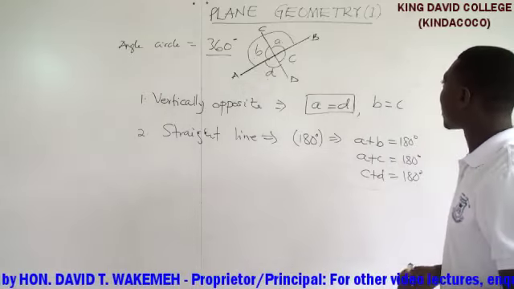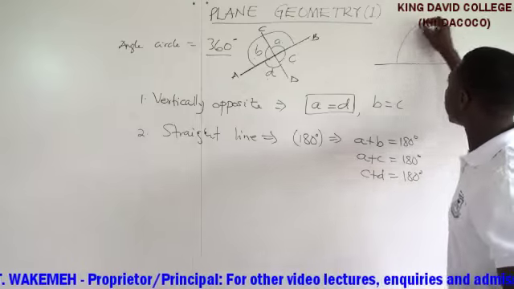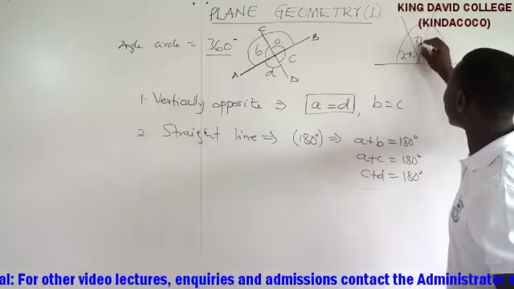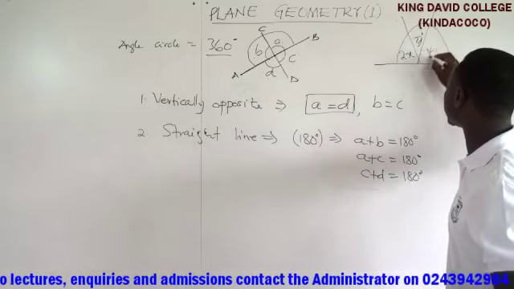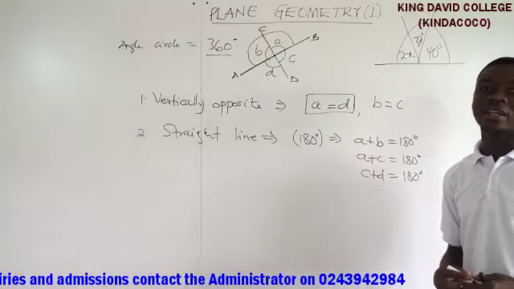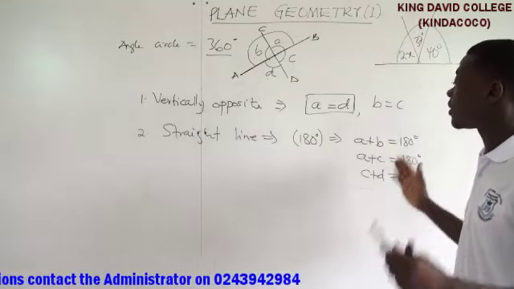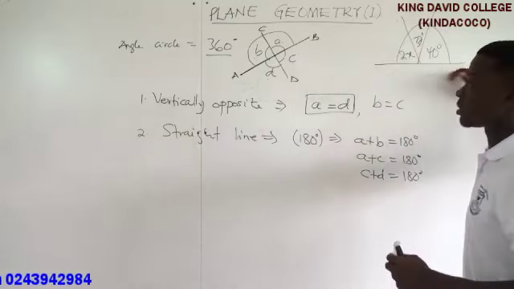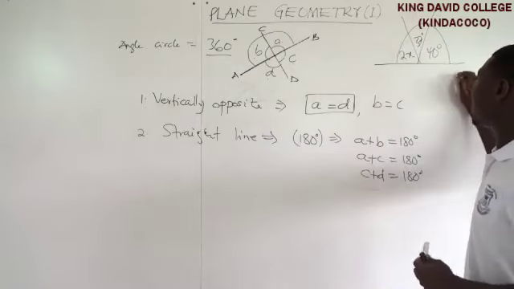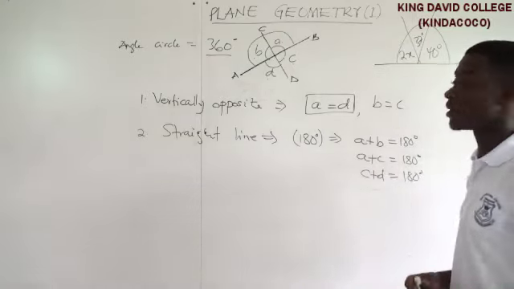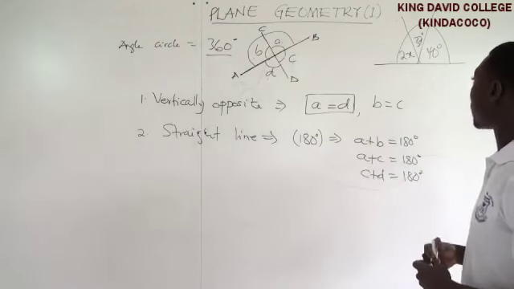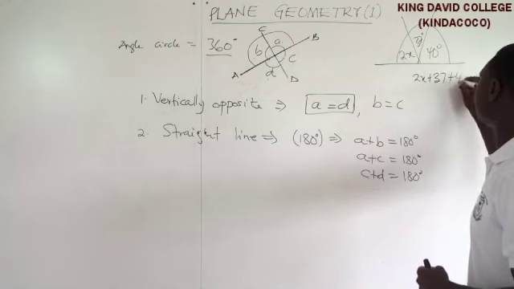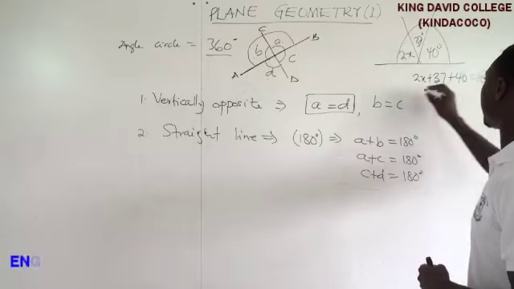So supposing I give you a question like this. This is 2x, this is 37 degrees, and this is say 40 degrees, and they ask you to find the value of x. It should be very simple, because we've established that all these angles are formed on a straight line, so the sum of all the angles on a straight line is 180 degrees. Therefore, I can say 2x plus 37 plus 40 should be equal to 180 degrees.